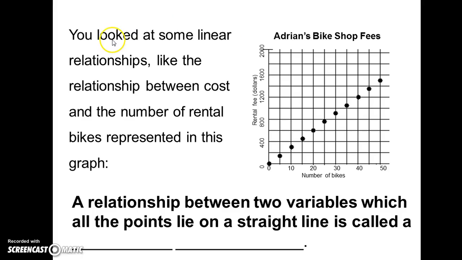So you can read this little paragraph right here, and notice that, I don't know if you remember this graph from your last year in 6th grade, but Adrian's bike shop fees, you notice that in this graph there are two variables. There are the number of bikes, which is on the x-axis, and the rental fee, which is on the y-axis.